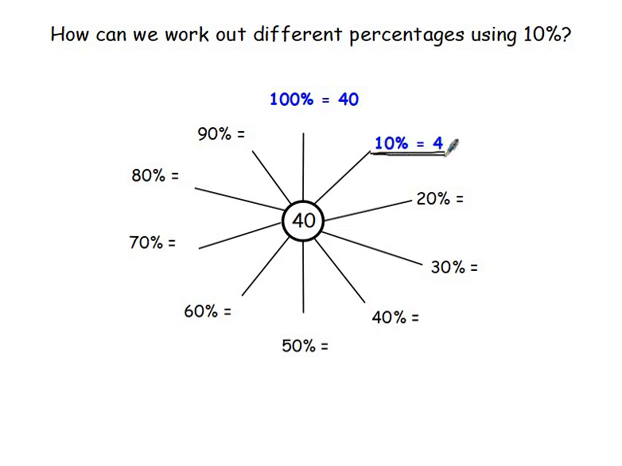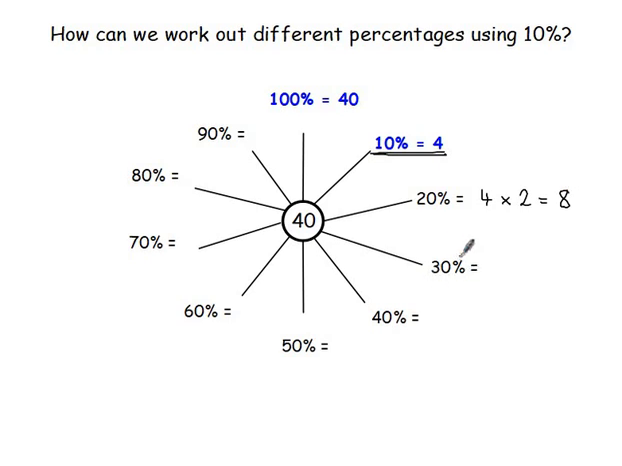So to get to 20%, for example, we're going to use that 10%, but think of how many of them we need. So we need 2 lots of this 10% to get to 20, because 10 and 10 is 20. So if we take 2 lots of it, we take our answer of 10%, we take our 4, and we're going to times it by 2. 4 times 2 is 8. So 20% of 40 gives us 8.